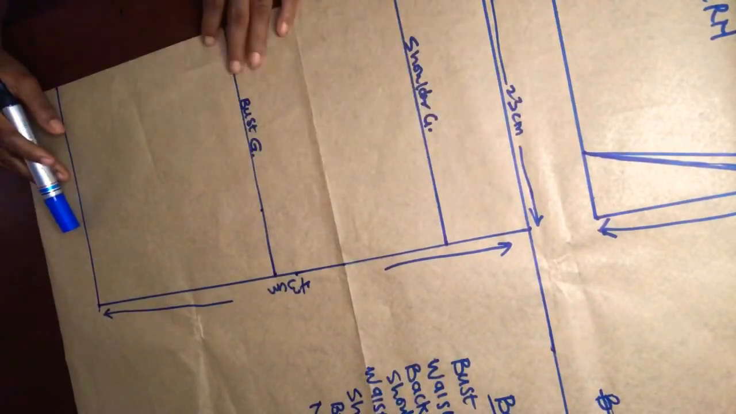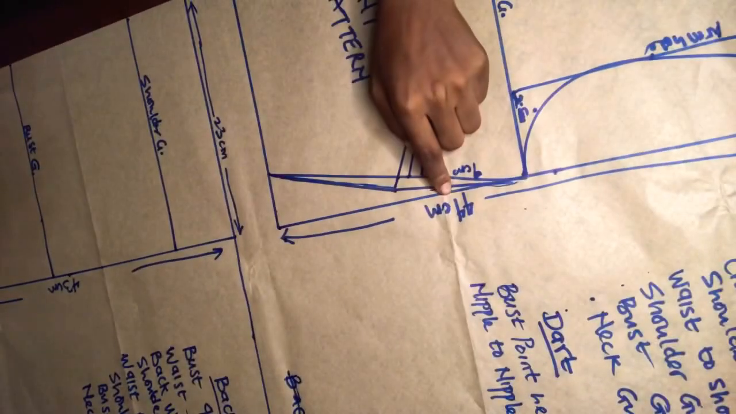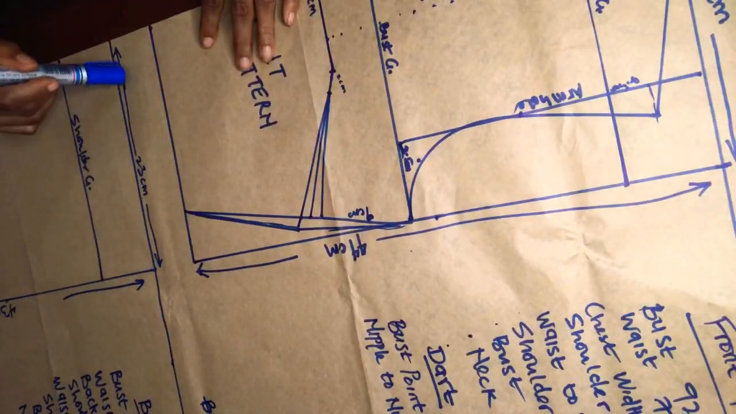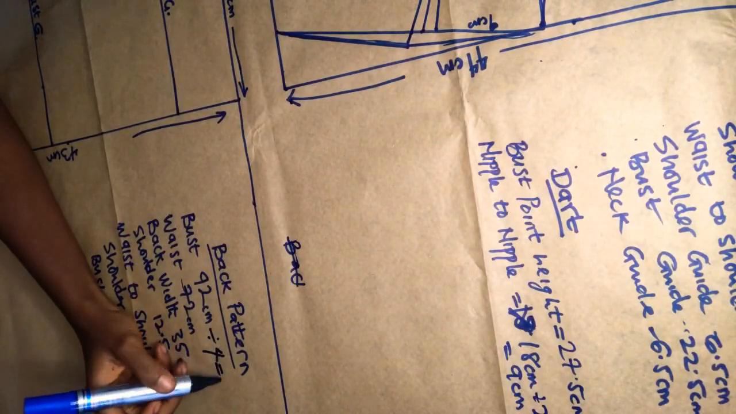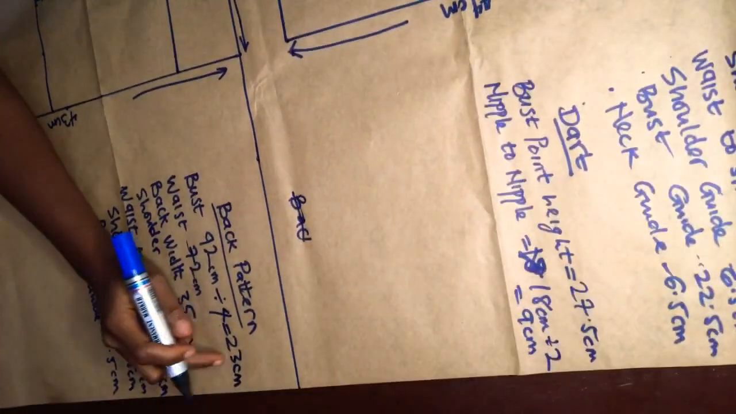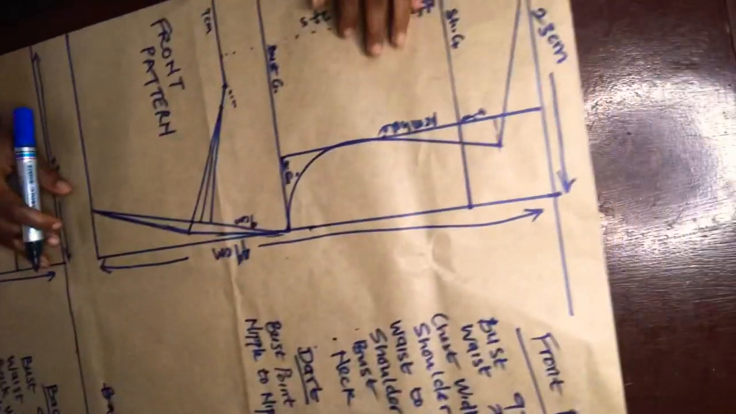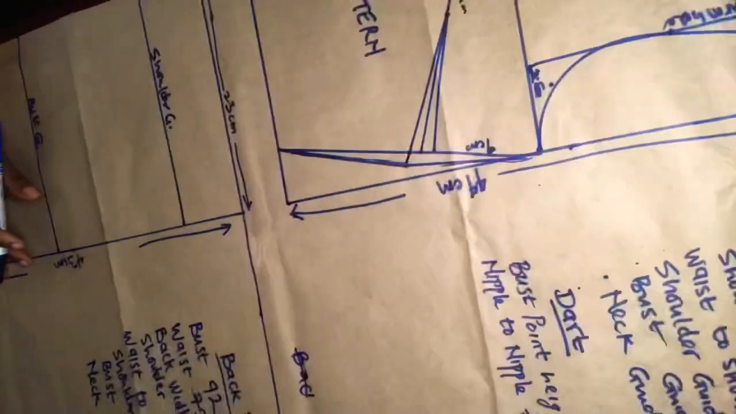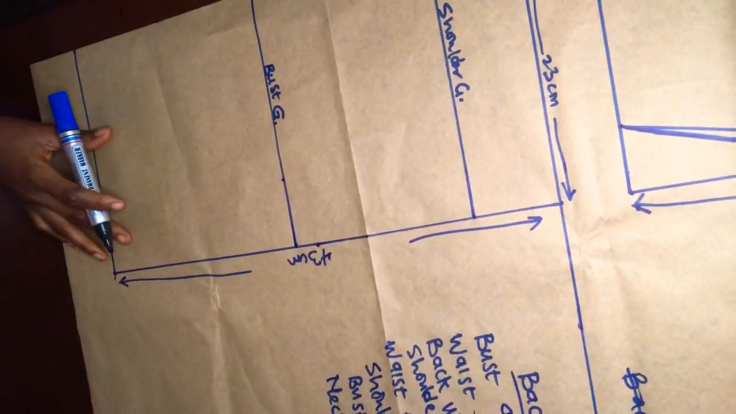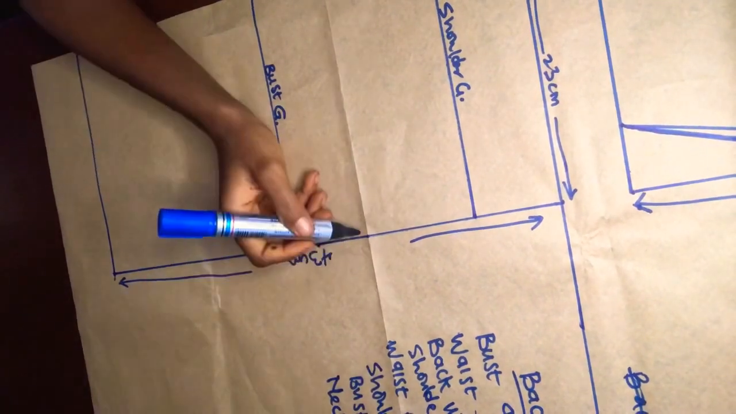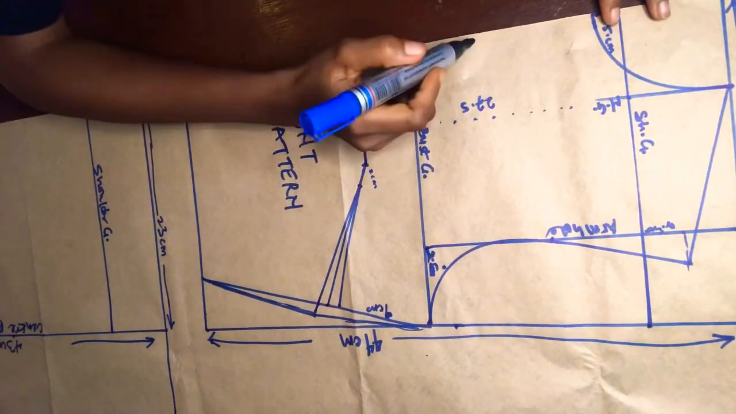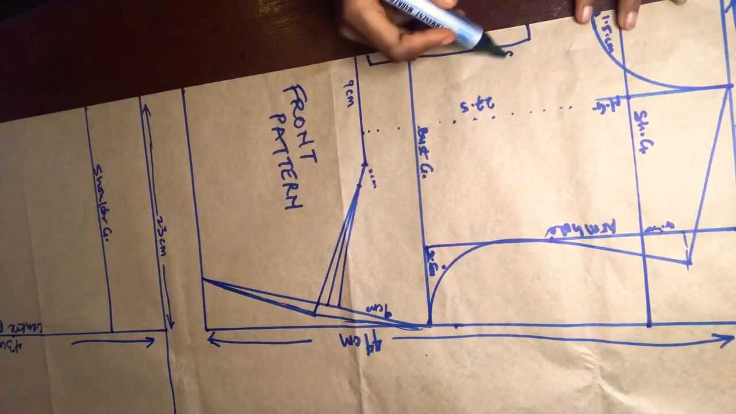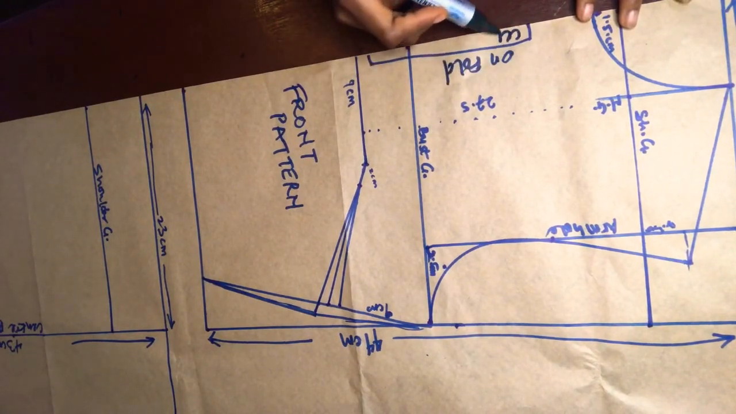So I've gone ahead to draw my block, and I'm using the same 23 centimeters, that is bust divided by 4. The same 23 centimeters I used for the front pattern, but the length is quite different. The length here is 43 centimeters. This is going to be the center back. I'm going to be making use of this part at the center back, while this part here is the center front, and it's going to be cut on fold.